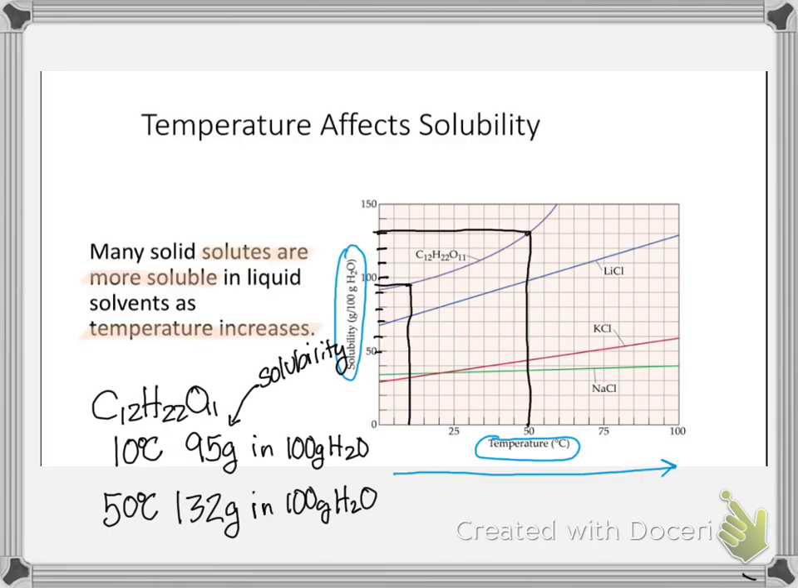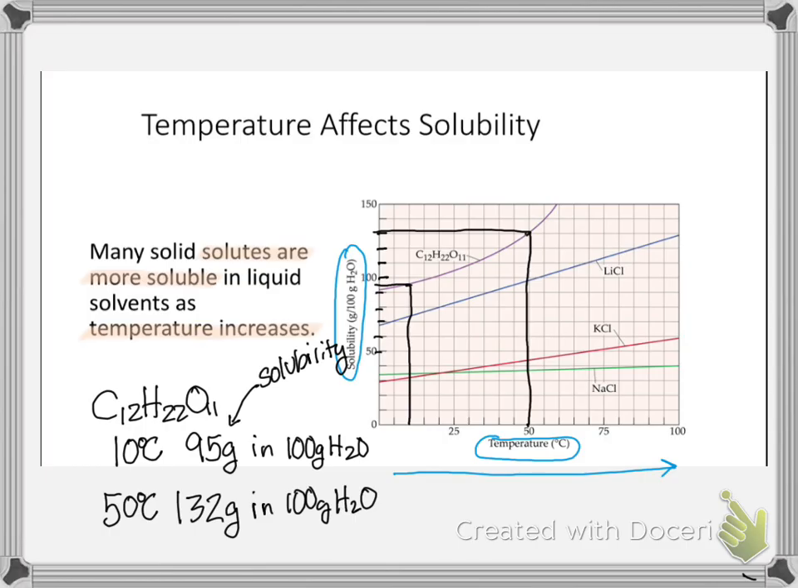And so that's just an effect of these solid solutes. Now, remember, in a previous one, we talked about gases, and gases have an inverse relationship with temperature. Their solubility actually decreases as you increase temperature. But solids, their solubility increases as you increase temperature.